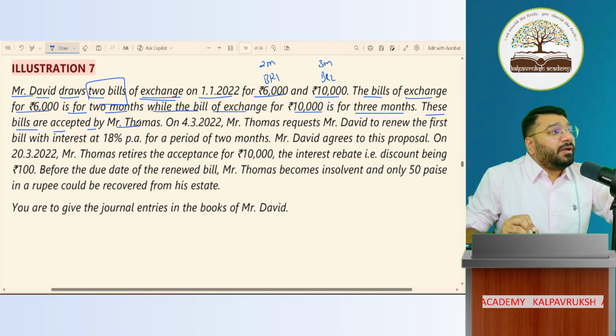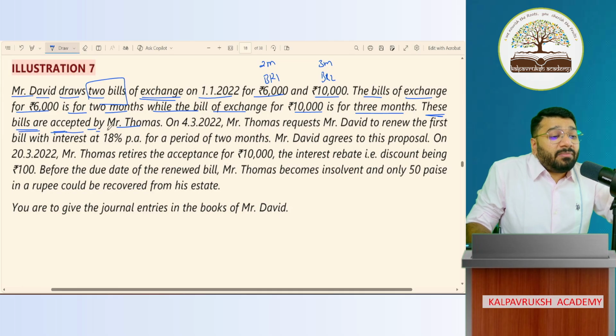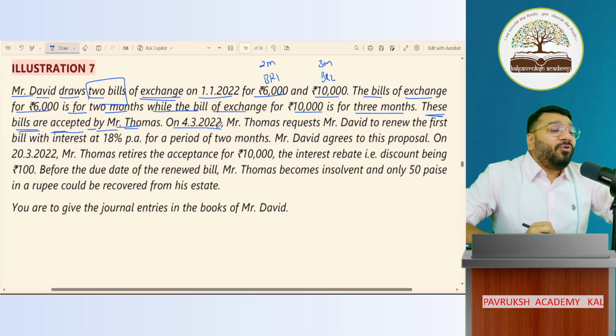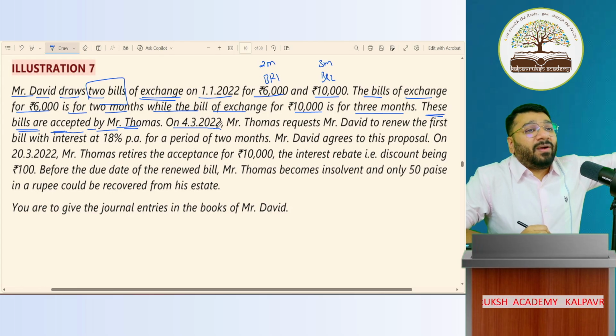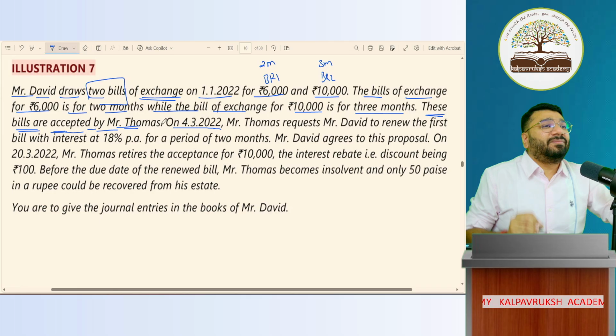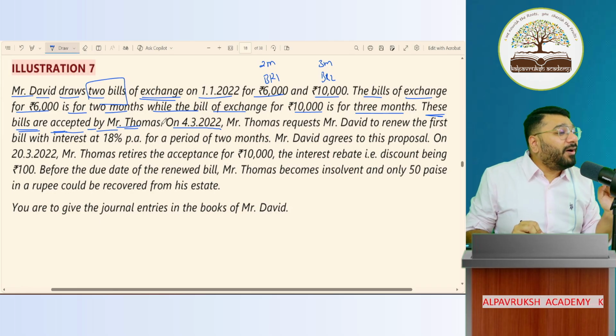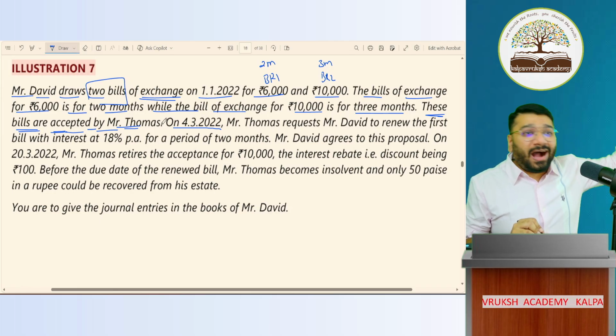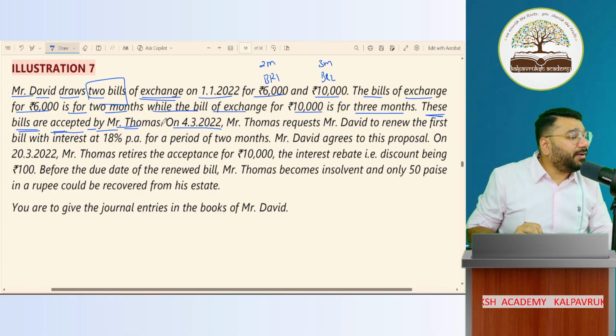Now some people read it wrongly. These bills are accepted by Mr. Thomas on 4 March 22. If anyone reads it like that, I will beat you with a stick. Donkey fellow. After Mr. Thomas, there's a full stop. Full stop means what? End of the sentence. After that, a new sentence will begin. Got it? Not got it?